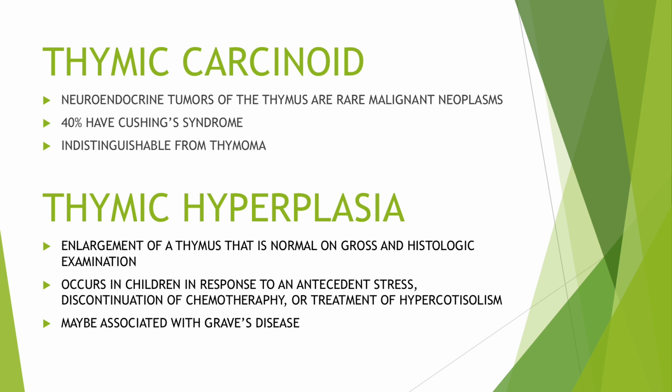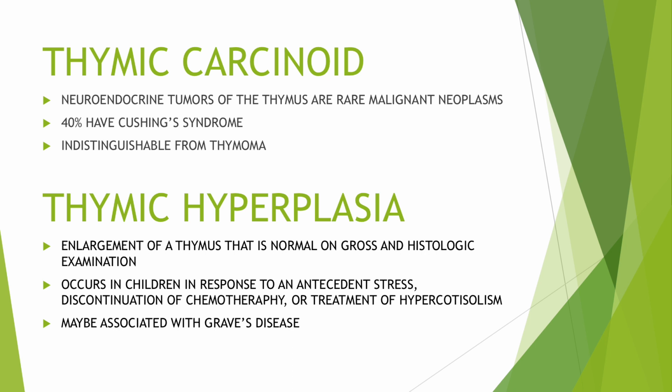Part of the neuroendocrine tumor is your thymic carcinoid. It's a rare malignant neoplasm. 40% of patients have Cushing's syndrome, and it is indistinguishable from thymoma.